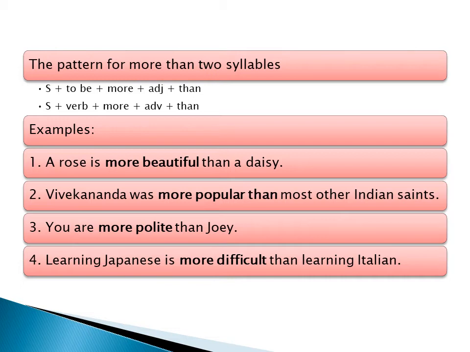The pattern for more than two syllables, subject plus to be plus more plus adjective plus than. Next, subject plus verb plus more plus adverb plus than. Examples, a rose is more beautiful than a daisy. Next, Vivekananda was more popular than most other Indian saints. Only thing here, comparisons are made by using more.